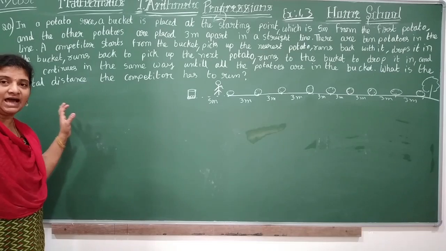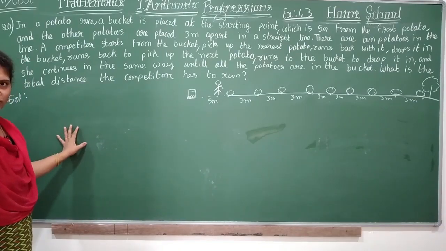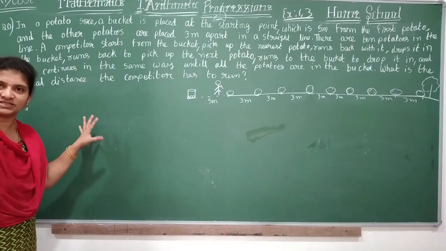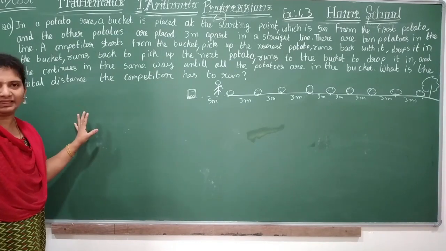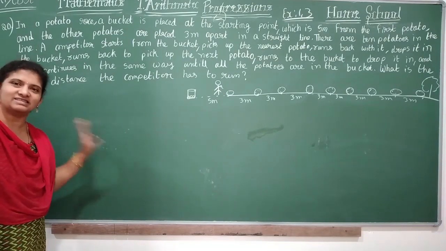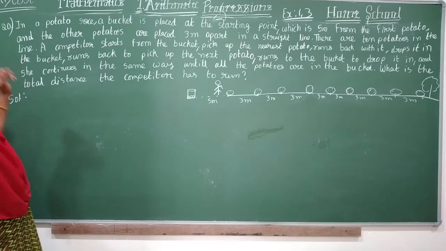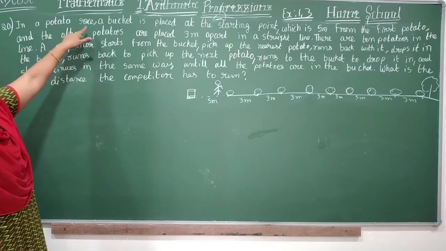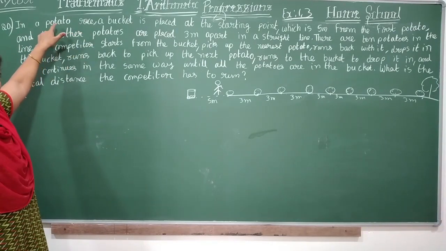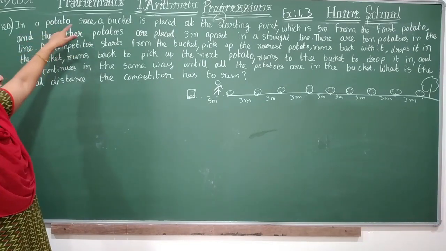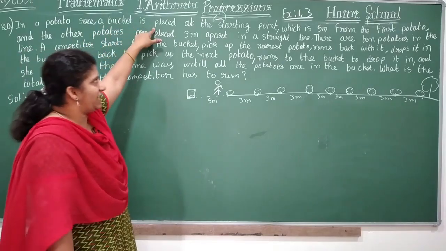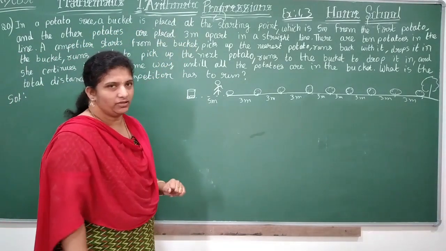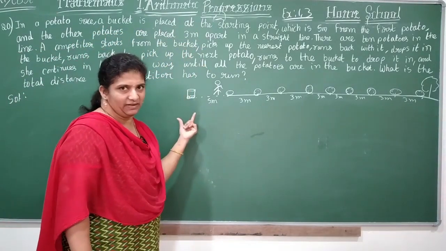Yes, this is our last problem in arithmetic progression. Half of the board is covered with the problem. It looks lengthy, but your answer will be within 5-6 lines. Let's start your 20th problem. In a potato race, yes, it is a potato. In a potato race, a bucket is placed at the starting point. Whatever I read, I'll explain here.